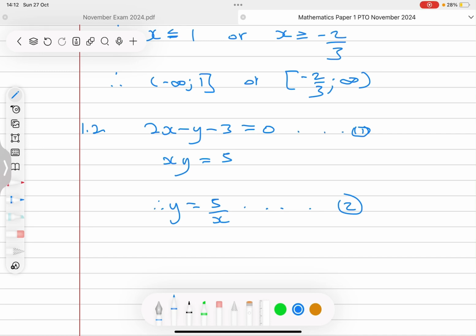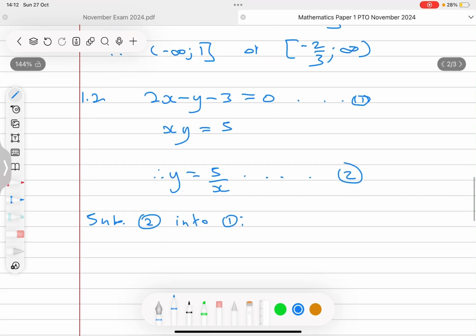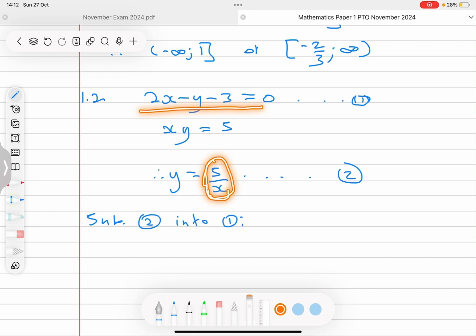Now at this stage, I will substitute equation 2 into equation 1. So what am I saying? I'm saying that when you go back to this equation, whenever you see a y, put 5 over x. So here on y, we're going to put 5 over x, right? So this means we'll have 2x minus 5 over x minus 3 is equals to 0.